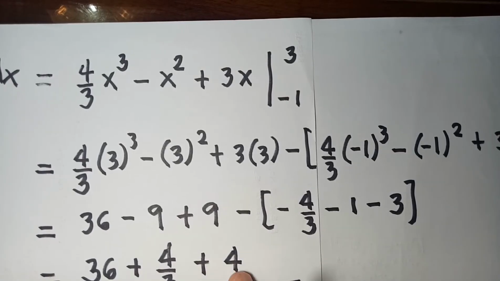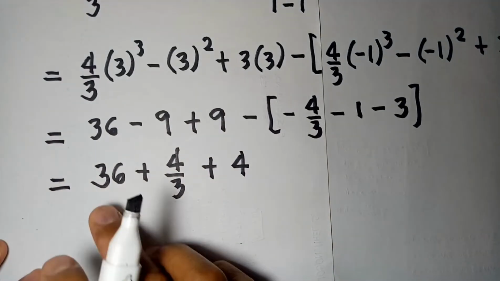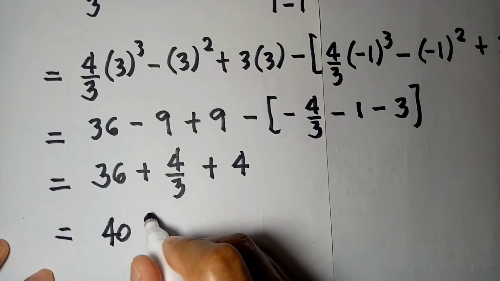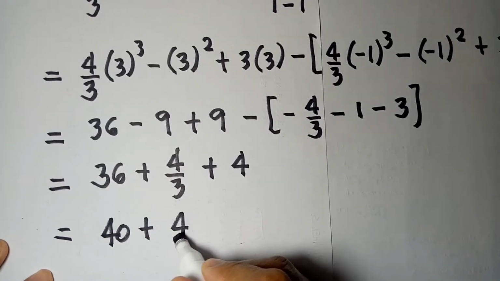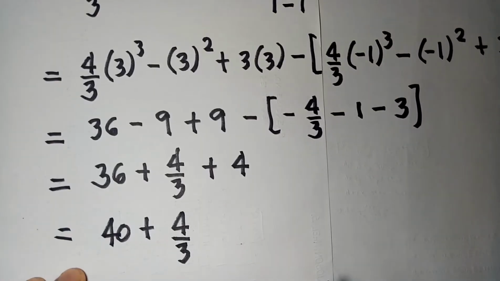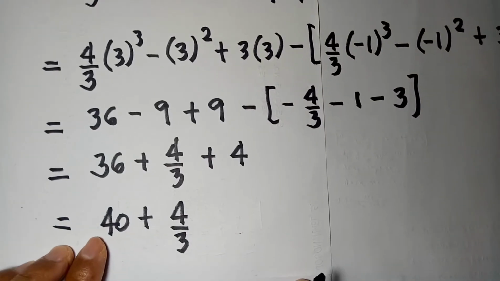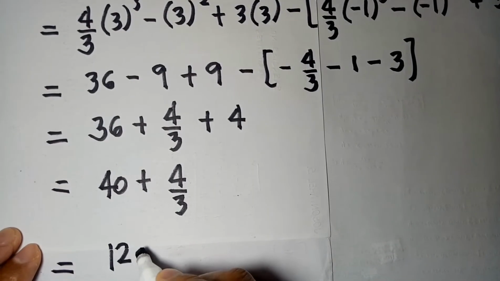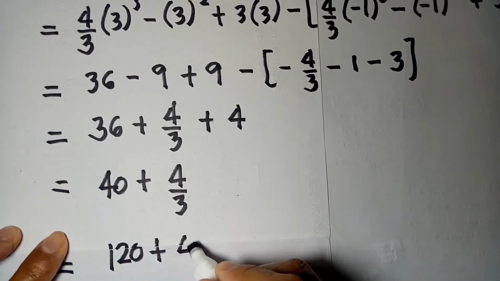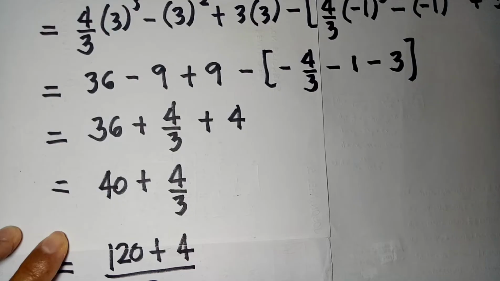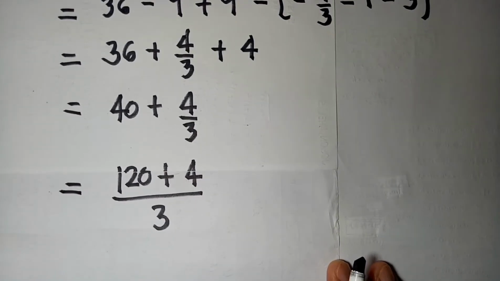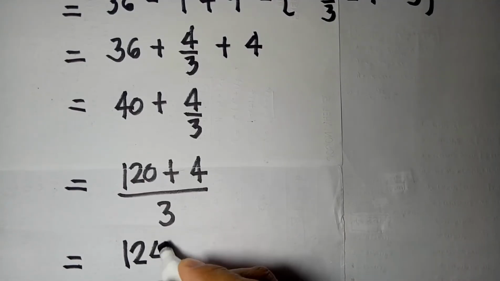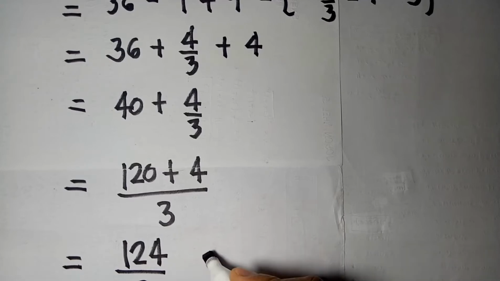So 4 times 4 is 16, plus 36 is 40. And then plus 4 over 3. And then 3 times 40 equals 120. So 120 and then plus 4 over 3. So the answer is 124 over 3. So I will have 124 over 3. Answer.